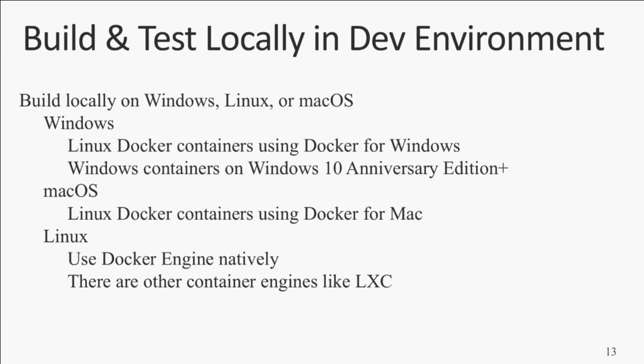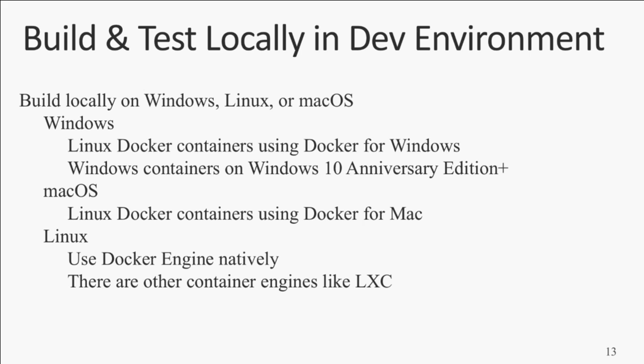Okay, so when you build and test locally in your dev environment on your laptop or your desktop, you have a few options. Let's say you're running Windows. You have the most options. Look at you, you're lucky. You can either run Windows containers if you're running Windows 10 Anniversary Edition or newer, or you can run Docker for Windows on your machine, which creates a Linux VM on Hyper-V that has Docker Engine inside of it. And then you can just manage your Linux containers running in that VM through the Docker command line utility as though you were running on Linux, almost. So you can run Linux containers or Windows containers on Windows.